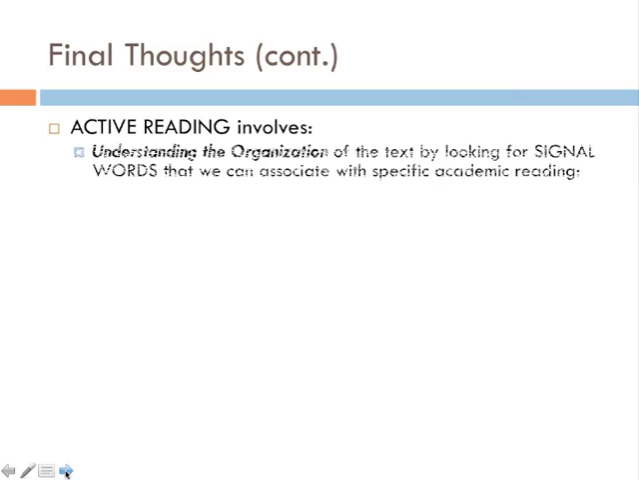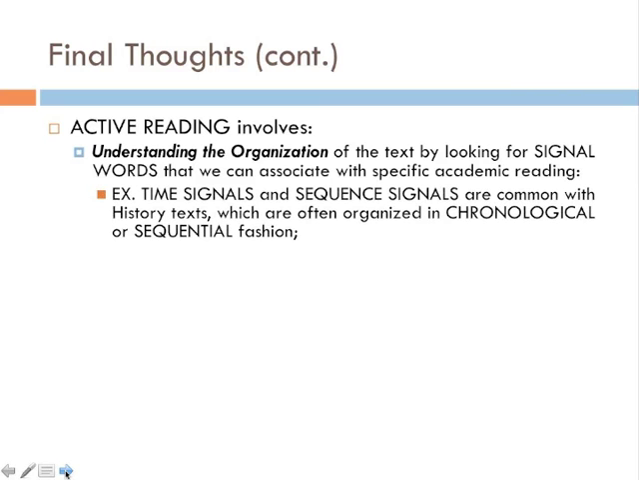Remember that active reading involves the following things. Trying to understand the organization of the text by looking for signal words, and often these are signals we associate with specific academic reading. So for example, we saw today that time signals and sequence signals are very common in history texts, which often use that chronological or sequential fashion and organization.